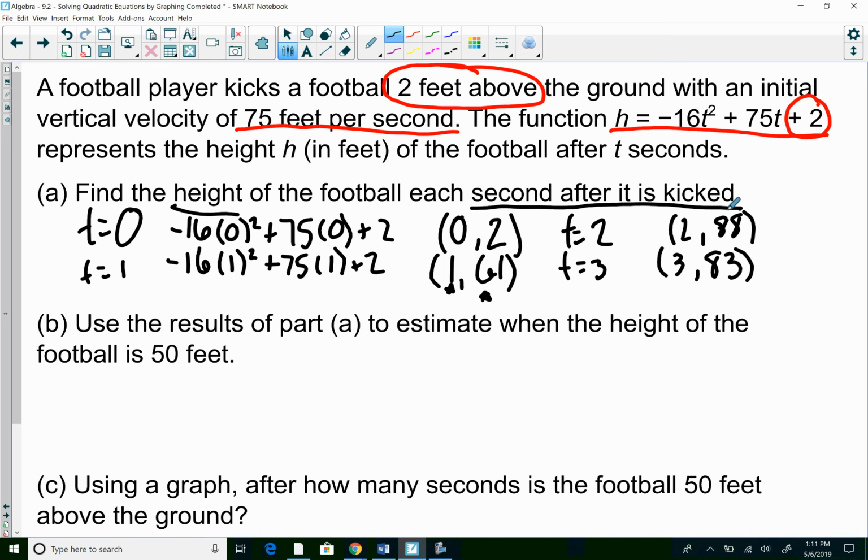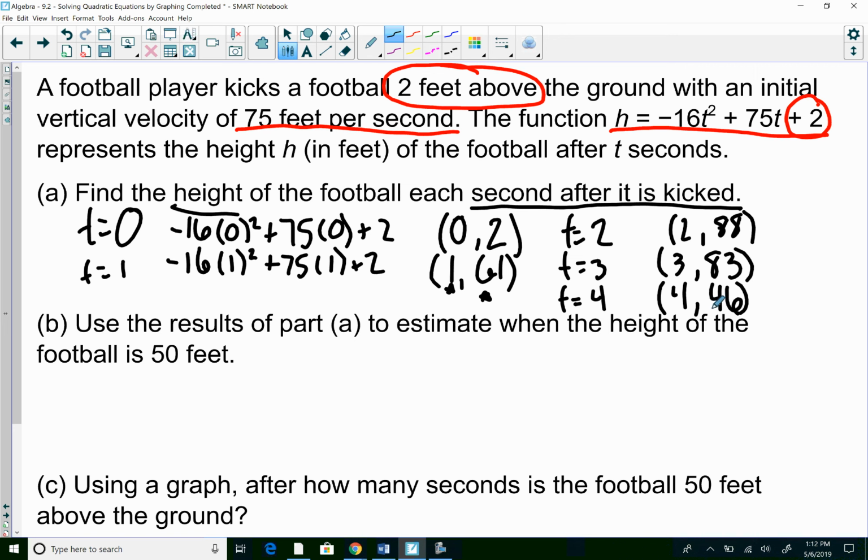So approximately 2 seconds, maybe somewhere between 1 and 2 or 2 and 3, that ball finally hits its vertex. It finally hits that maximum height, because all of a sudden you're going 61, 88, and now it's coming back down. So just make sure that you keep plugging in until you come up with 0 or a negative number. And I believe that would be the next one.